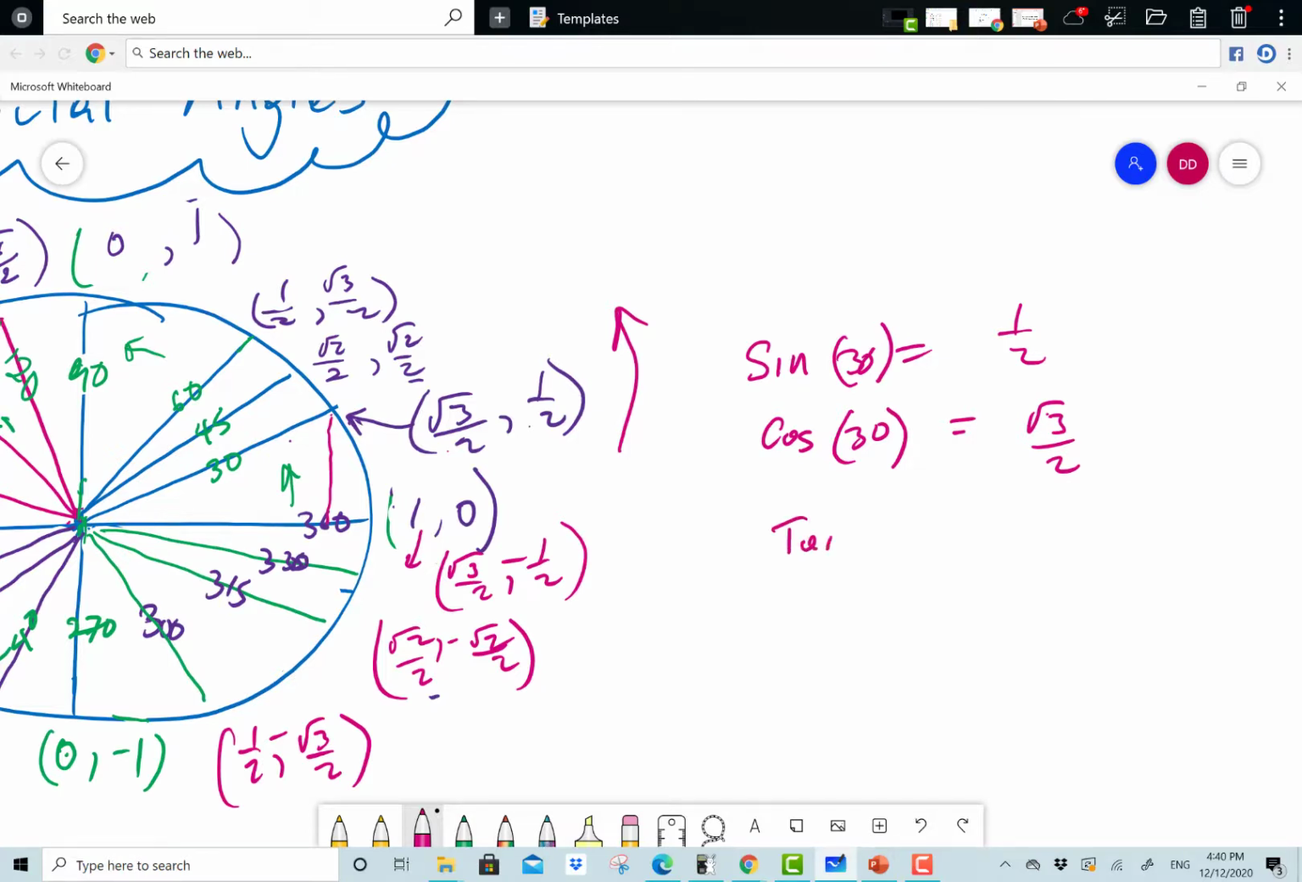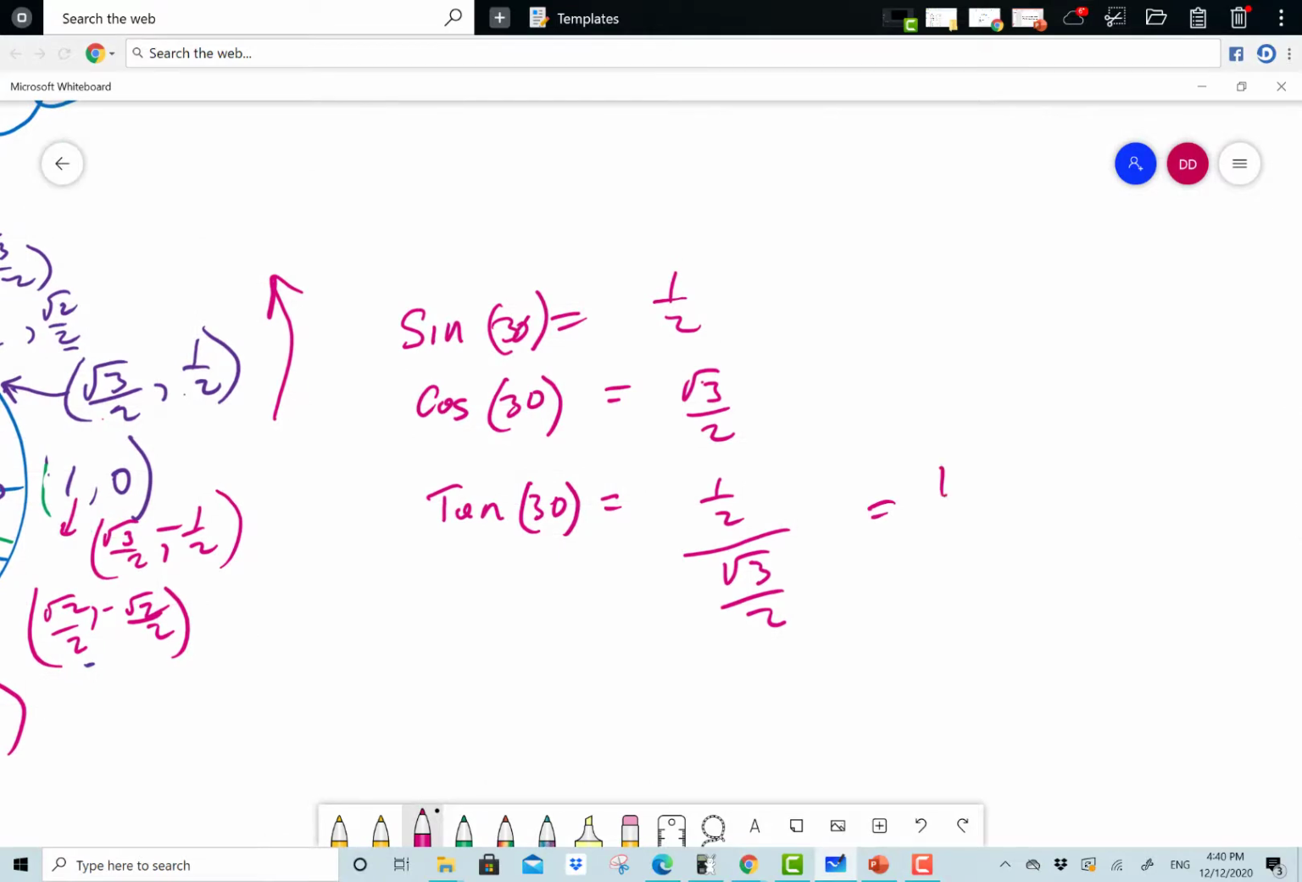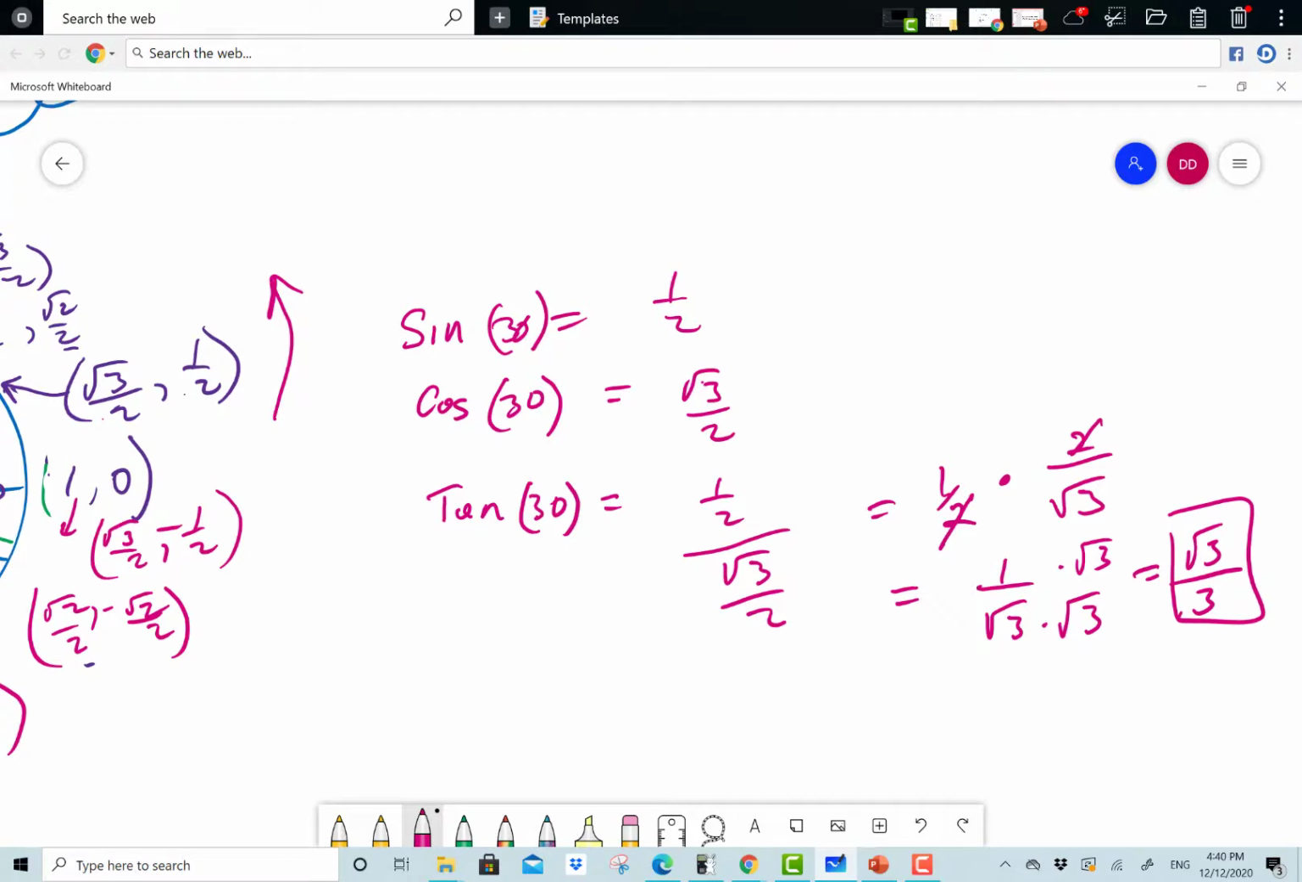Now to get tan 30, all I would need to do is divide sine by cos. So this is going to be 1/2 divided by the square root of 3 over 2. This here is going to be equal to 1/2 times 2 over the square root of 3. That reduces, and I'm going to get 1 over the square root of 3, multiplied by the square root of 3 over the square root of 3. This is going to be the square root of 3 over 3. And that is how I would figure out the special angles using the unit circle.